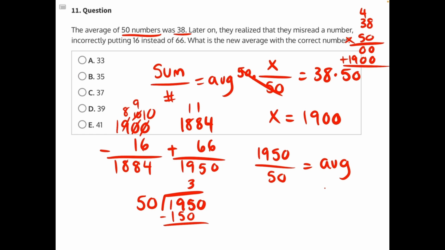We'll subtract. We will get 45 and bring down a 0. And then 50 can go into 450 how many times? I know 5 can go into 45 9 times. So 50 can go into 450 also 9 times. Making 39 our answer choice D.